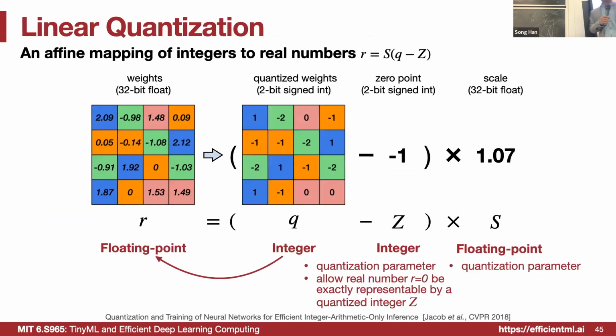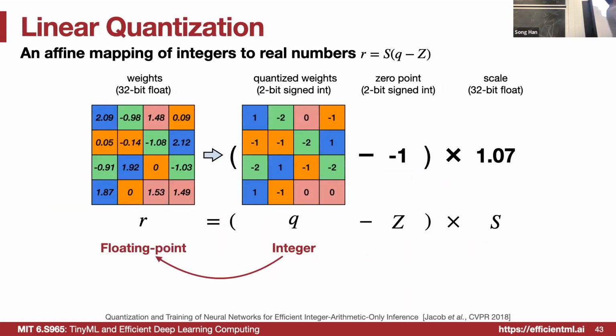Okay, so dividing these ranges, we can get the scaling factor, which is actually 1.07. Okay, so that's how we calculated this scaling factor, 1.07, which is the distance between the largest and smallest number in the floating point representation versus the distance in the integer representation. And the ratio is basically this scale.